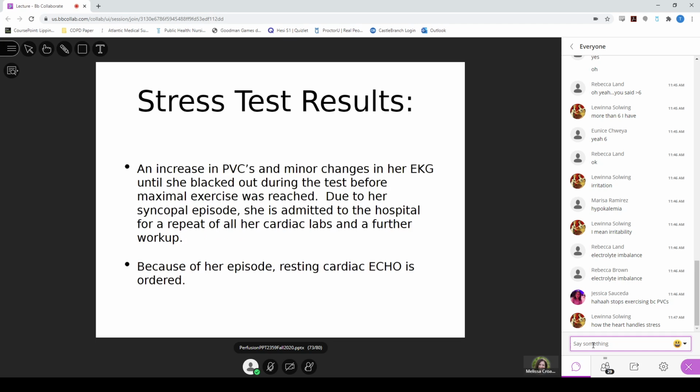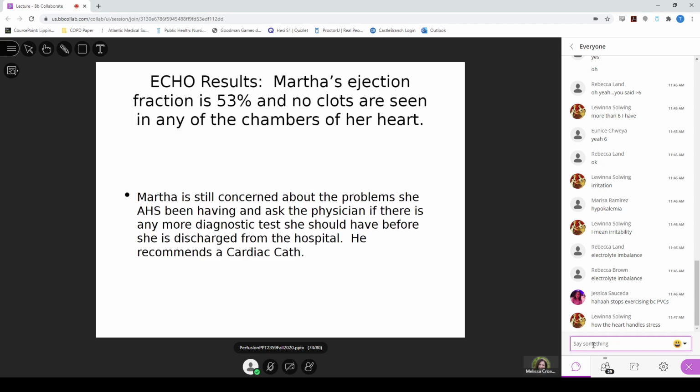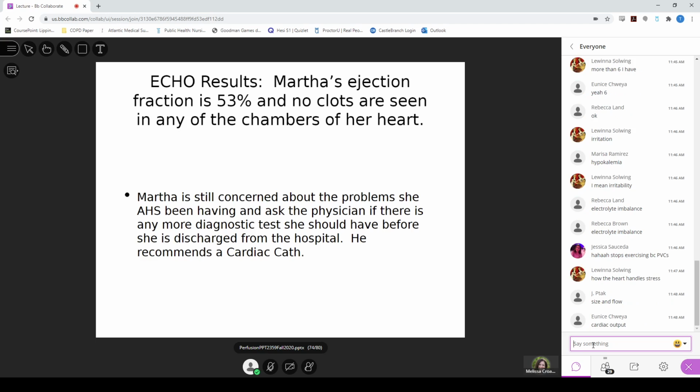The result of her stress test is an increase in PVCs with minor changes during the test. She blacked out during the test before maximum exercise was reached, and due to her passing out episode, she was admitted to the hospital for a repeat of all her cardiac labs and a further workup. A resting cardiac echo was ordered because of her episode. So what's the echo going to tell you? It tells you about the heart, how much pressure is coming out, blood flow. Yes, so her ejection fraction is 53%, and there were no clots seen in any of the chambers.